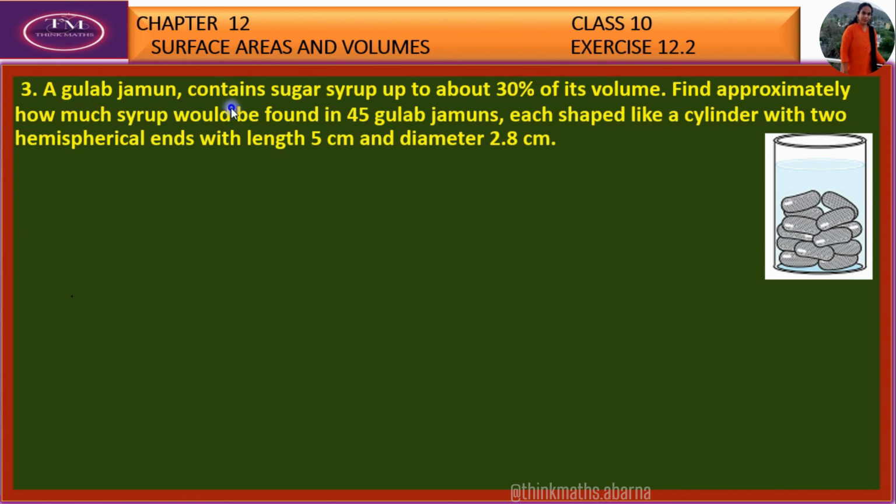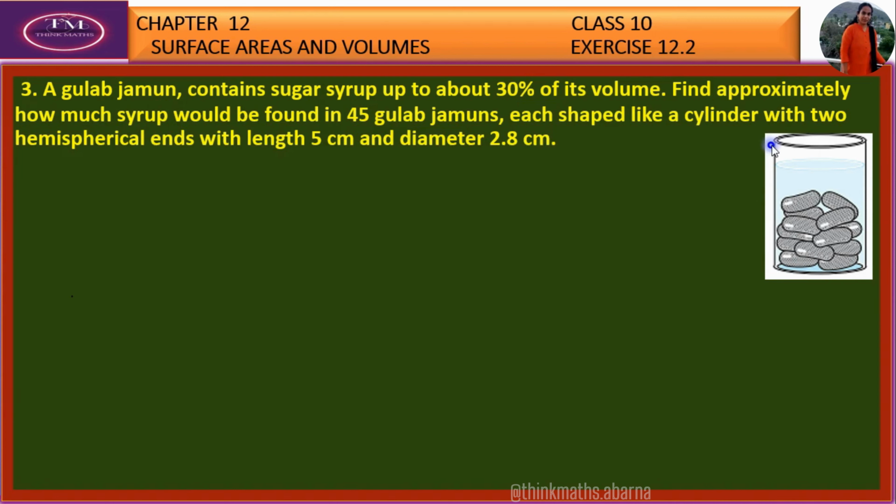A gulab jamun contains sugar syrup up to 30% of its volume. Find approximately how much syrup would be found in 45 gulab jamuns, each shaped like a cylinder with two hemispherical ends, with length 5 centimeter and diameter 2.8 centimeter.